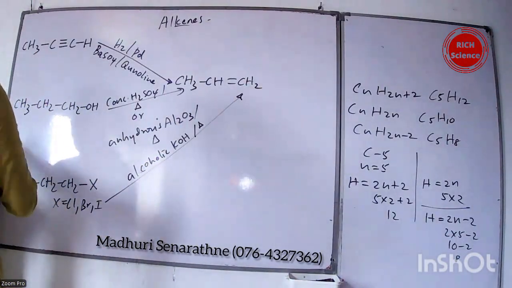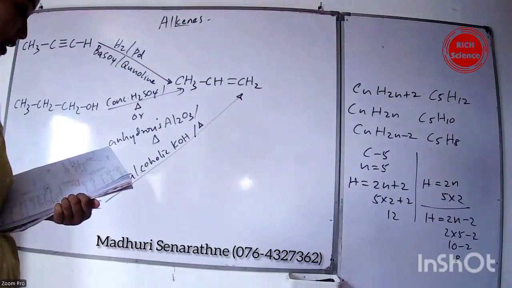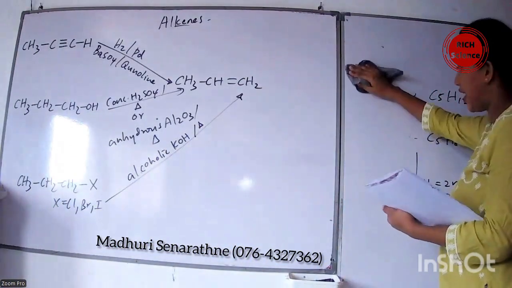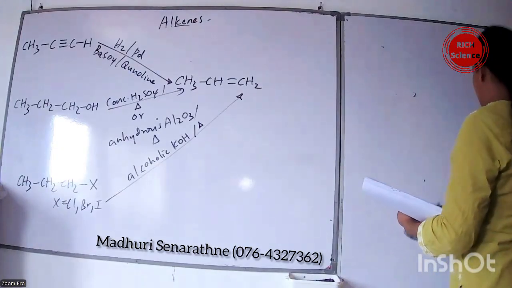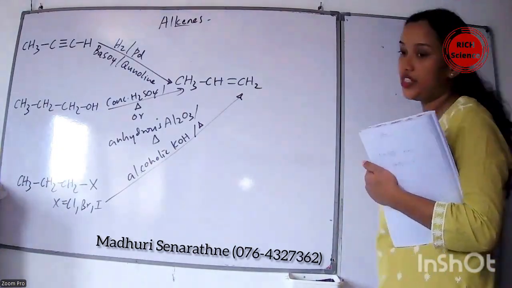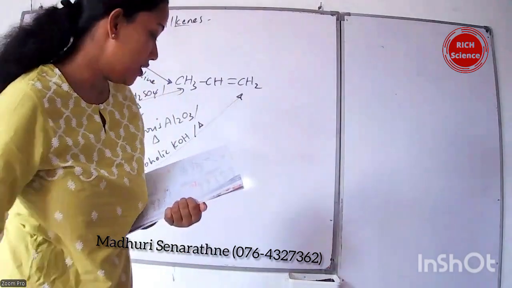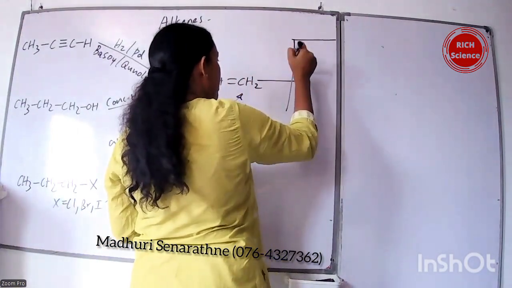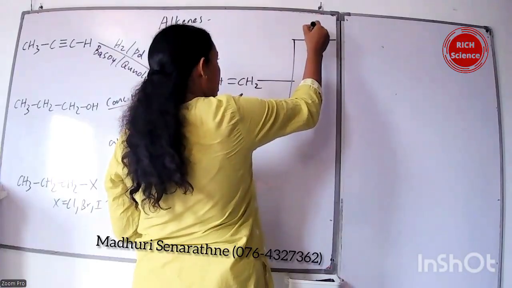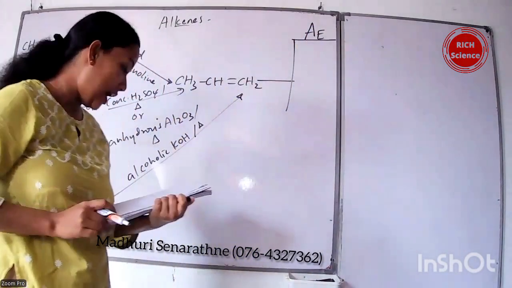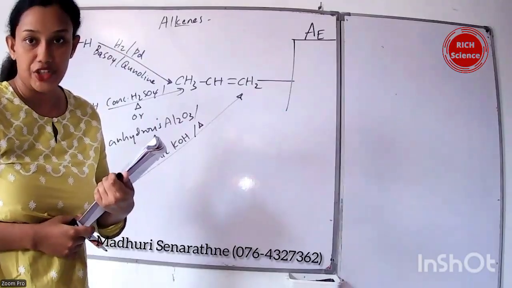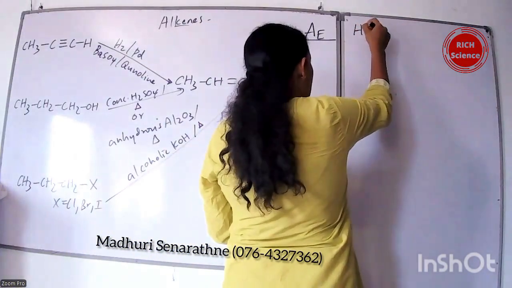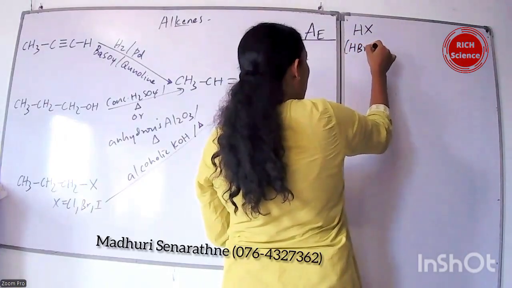What are the reactions of alkenes? Two basic reactions: electrophilic addition reactions and oxidation reactions. There are 5 electrophilic addition reactions we are discussing in your syllabus. First, HX addition. H means HBr.